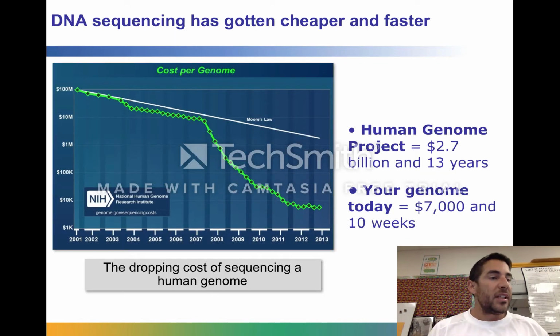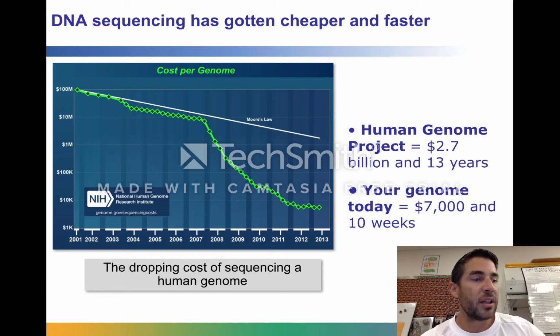Now, DNA sequencing has gotten cheaper and faster. It took about 13 years for the first one, like I said, and it cost about $3 billion. But the HGP also drove many advances in sequencing technology. We can now sequence DNA much faster and cheaper. Companies are starting to offer whole genome sequencing to individuals. In 2015, you can have your entire genome sequenced in about 10 weeks for around $7,000.